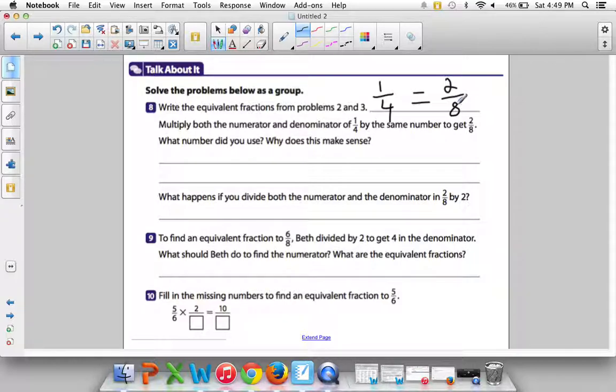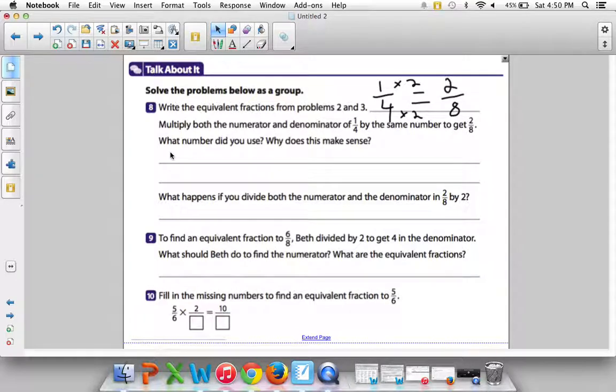Okay, so in other words, they're saying, what multiplication can you do to go from 1/4 to 2/8? And we talked about this before. Think about it. 1 times blank equals 2. 1 times 2 equals 2. And 4 times 2 equals 8. And if you do this multiplication, you create your equivalent fraction. So we multiplied by 2.